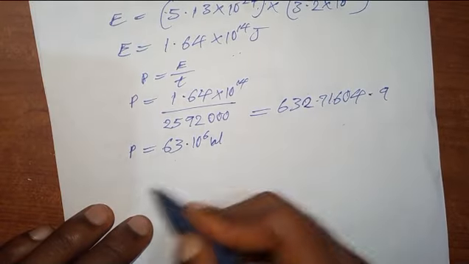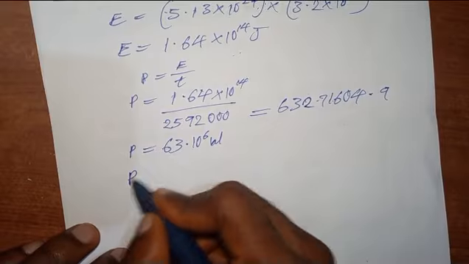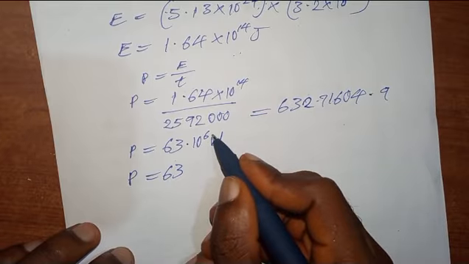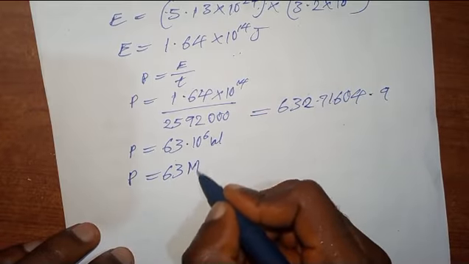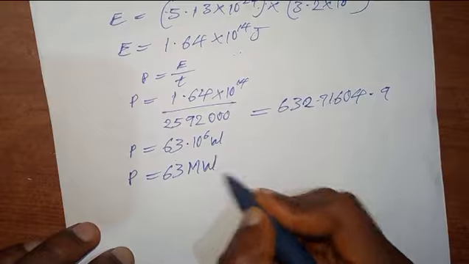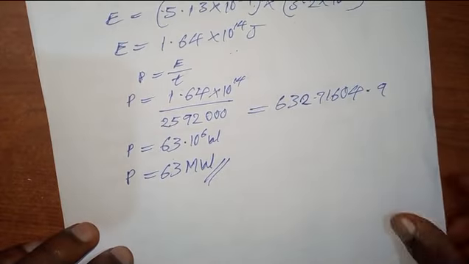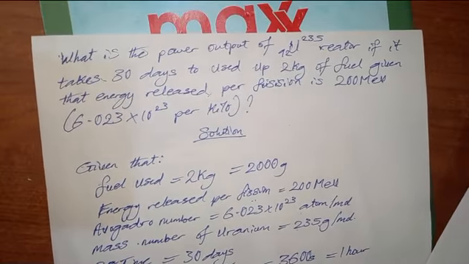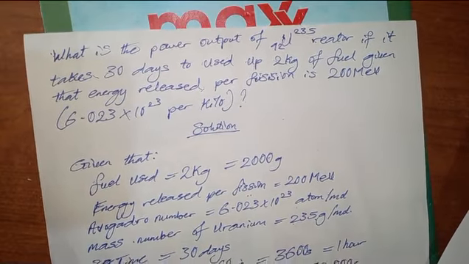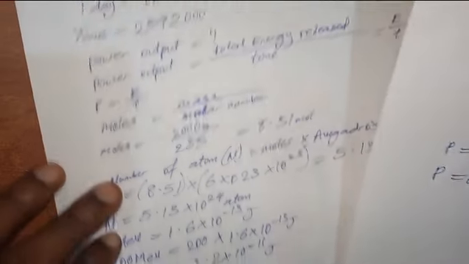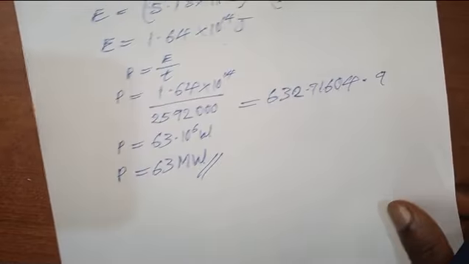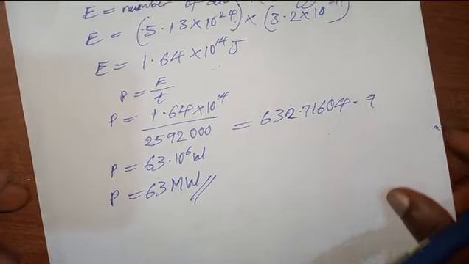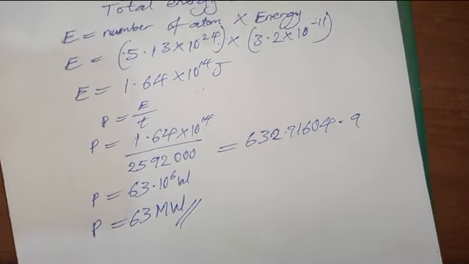Remember, it's power, so the unit is watts. And I can also write P is equal to 63 times 10 raised to power 3 kilowatts, which is megawatts. So this is the answer to the question that was given here under electric power. I hope you understand the solving. If you don't understand, you can ask a question on the part that you don't understand. I will take time and explain it very well to you.